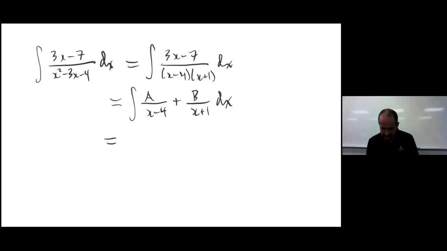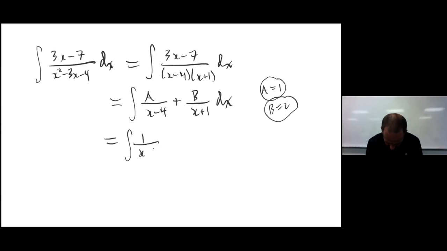And you say to yourself, all right, we know what A and B are. What was A? All right, and B was 2 from our work over there. So this is the integral of 1 over x minus 4 plus 2 over x plus 1.